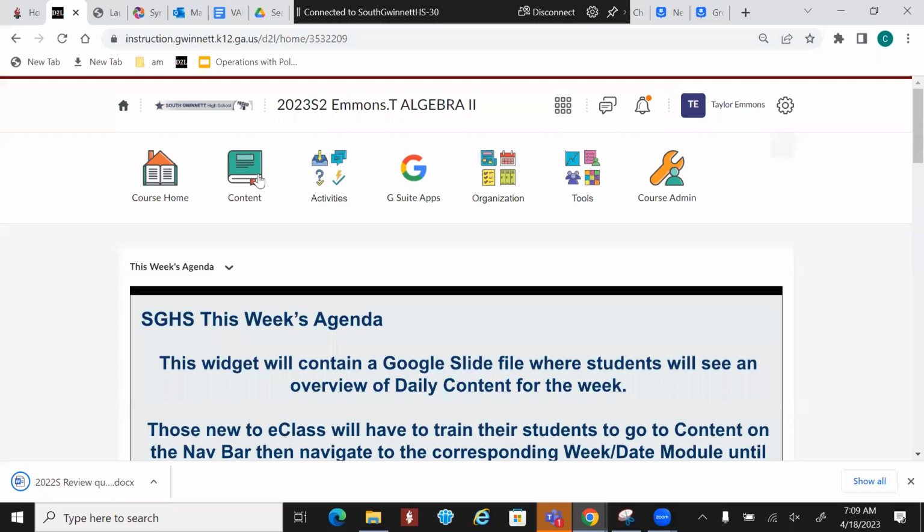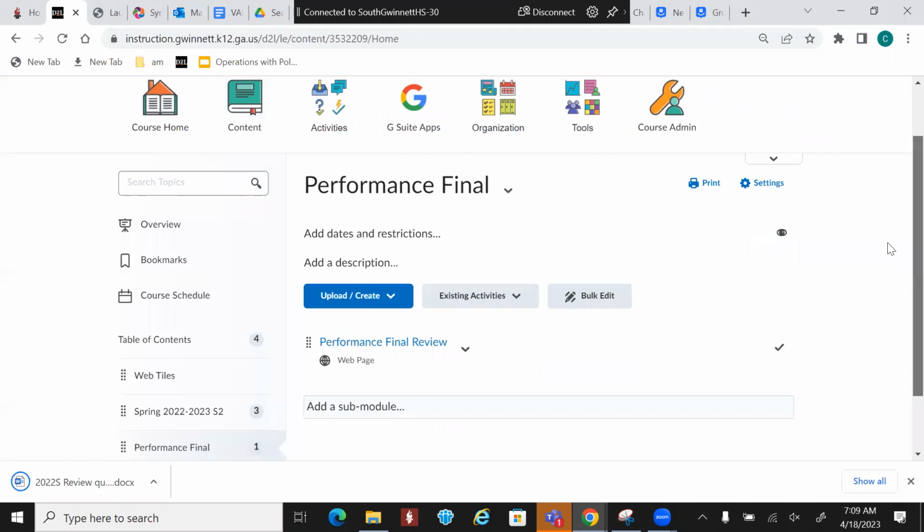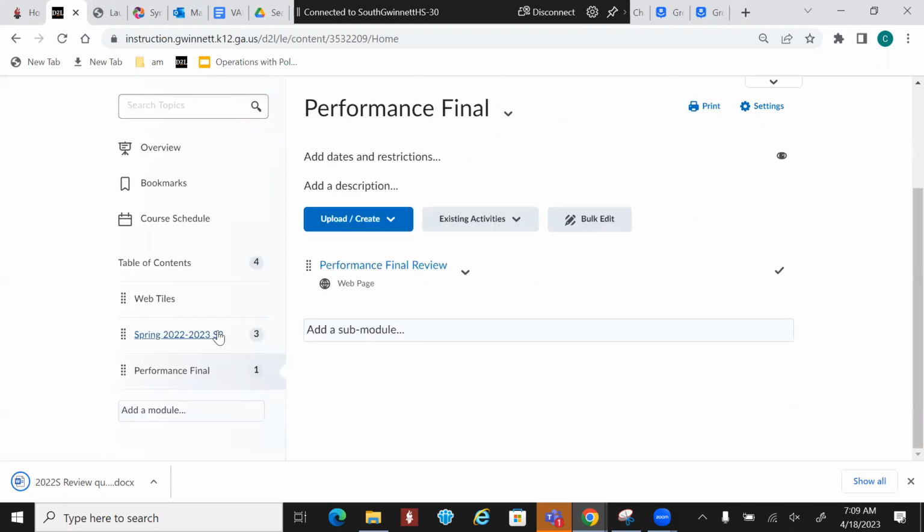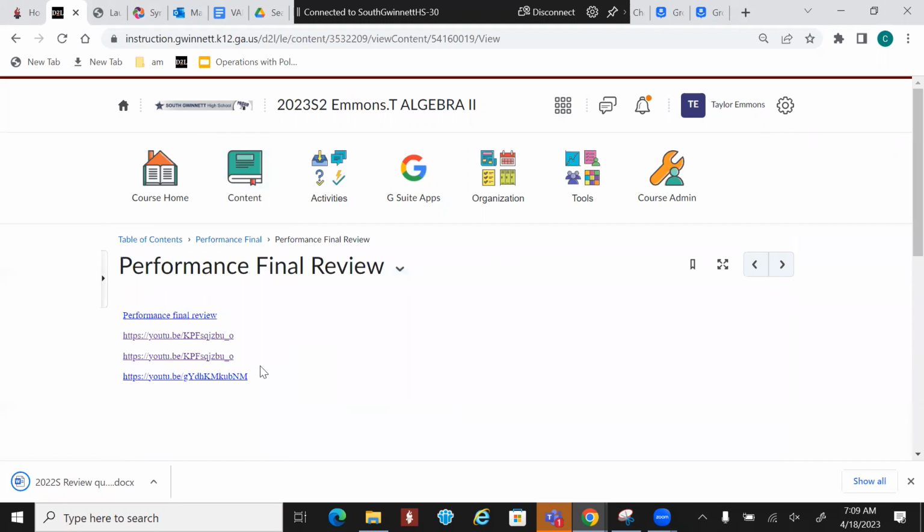So if you go on my eClass page and you hit content, you click on content, and on the left-hand side, it has spring and then it has performance final. You're going to click on performance final, click on it again. And then here are all of the videos. Here's a copy of the performance final review in case you lost it.